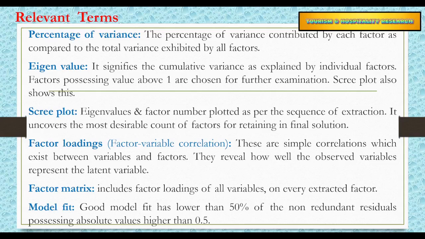Factor loadings, or factor variable correlation. These are simple correlations which exist between variables and factors, and they reveal how well the observed variables represent the latent variable. Factor matrix includes factor loadings of all variables on every extracted factor. Model fit, finally we are going to check the model fit. A good model fit has lower than 50% of the non-redundant residuals possessing absolute values higher than 0.5.